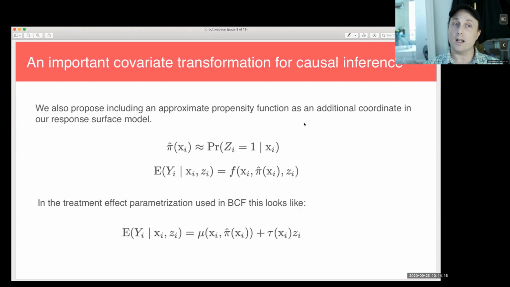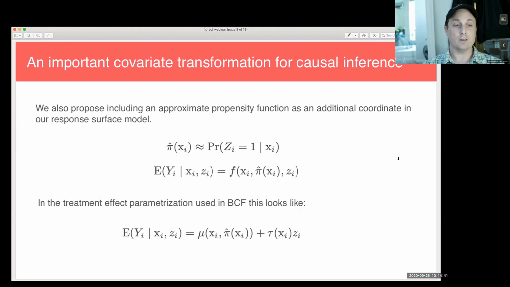And you can do this in any model, and I'll show you that we can do it in either of the two parameterizations that we showed you. But specifically in the treatment effect parameterization that we use in BCF, the Bayesian causal forest model, it looks like this, which is where we have the pi hat of x shoved into mu as an argument. And that's sort of like the crude way to think about it.